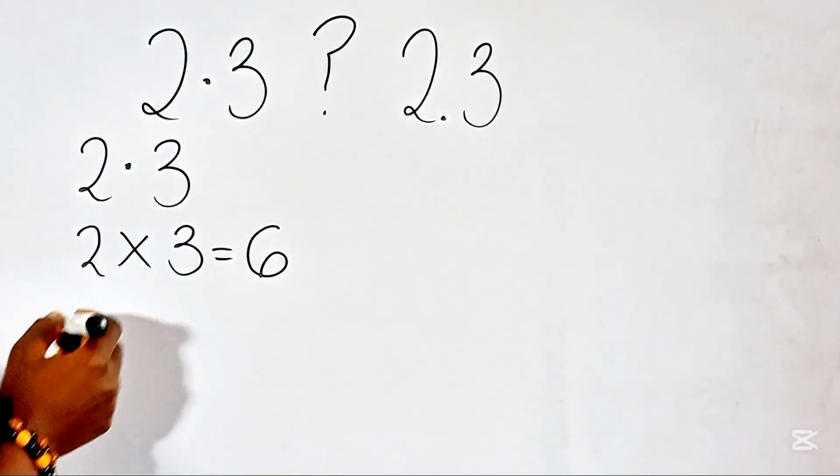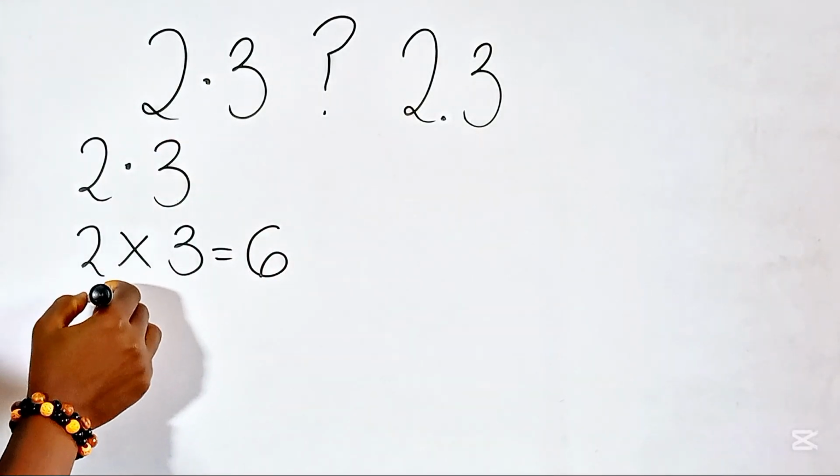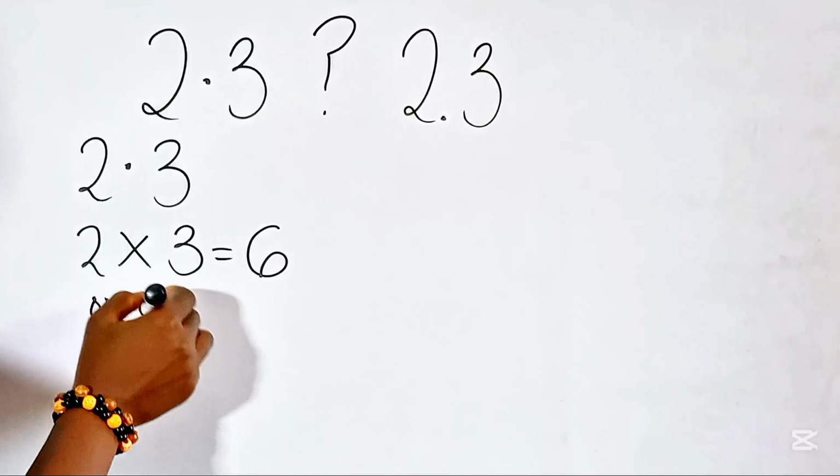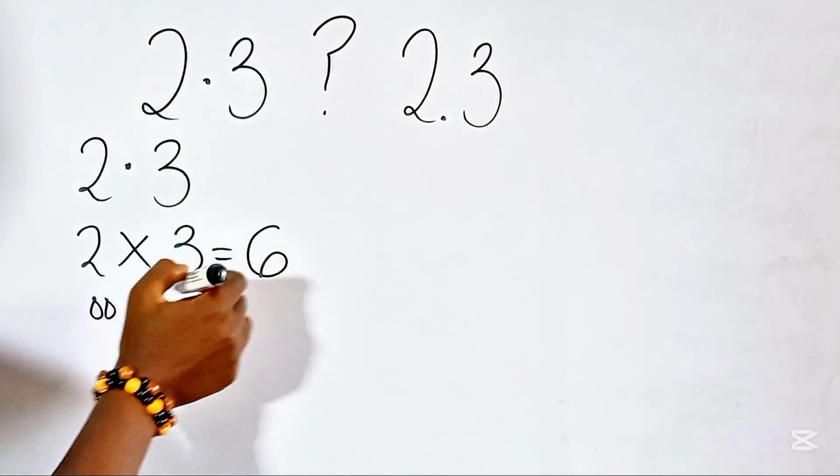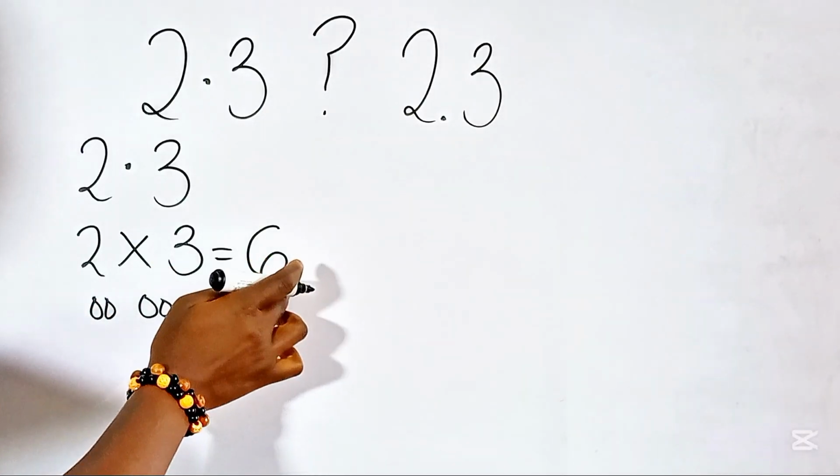So it's like saying you have two groups of 3. So we have 1, 2, another group, another group. So when you add up, you have 6.